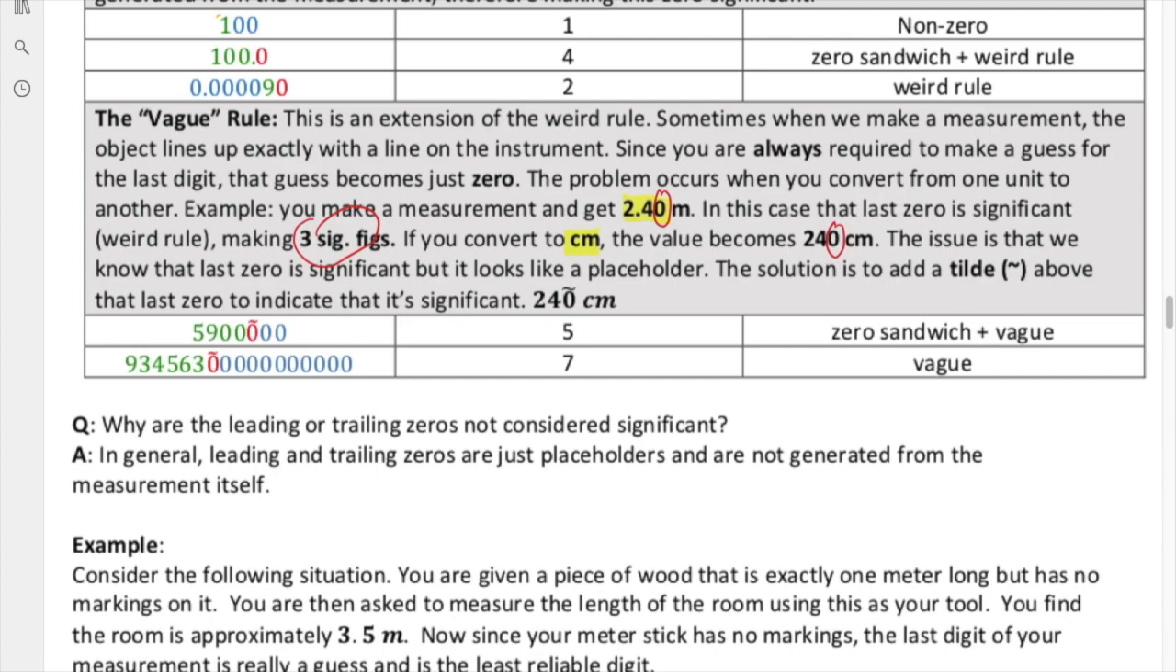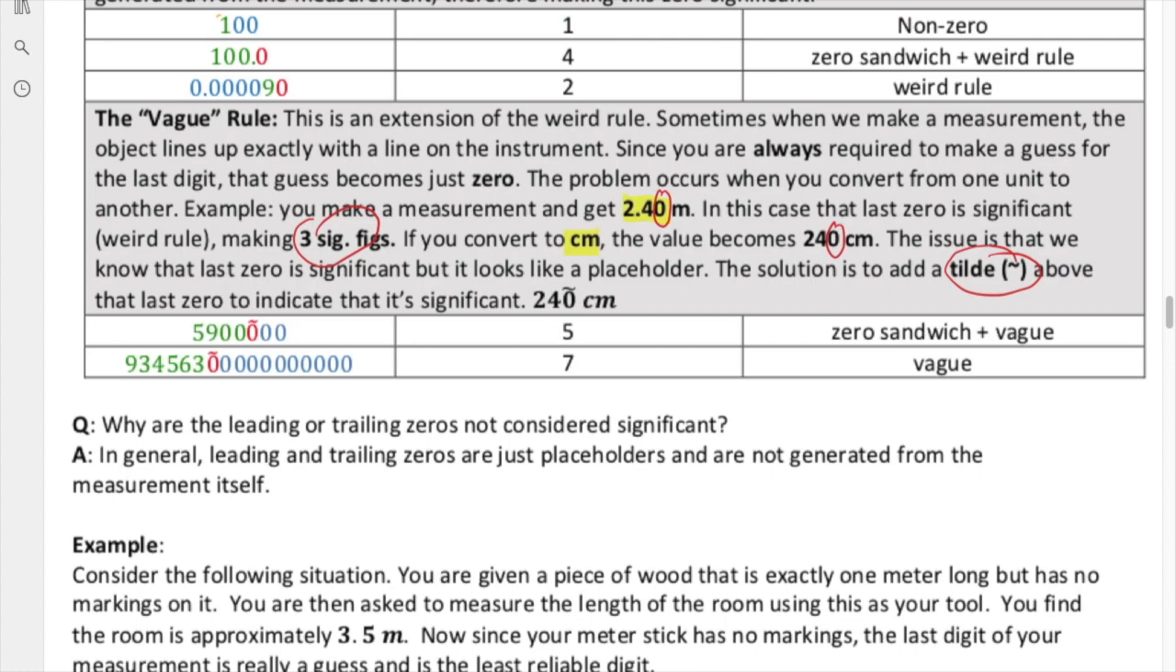So the solution to this problem, when we have this vague situation, is we add a tilde. We add a tilde over top of that vague 0 there, this one right here. So by adding this tilde on top, that communicates to whoever is reading it that that 0 is actually part of the measurement. So that makes it significant, and that's how you deal with it when you convert from the weird rule into a different scale. That's how you can indicate that some of the zeros are significant and some of them are just placeholders. So in this case, that 0 is significant, so we still have 3 sig figs.